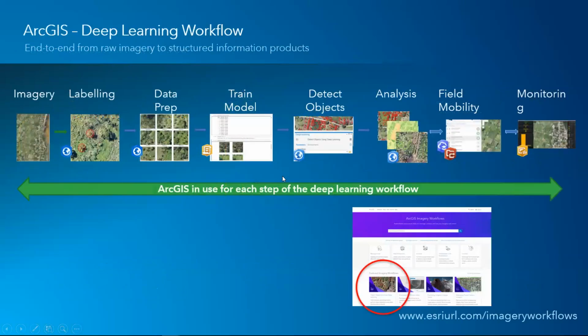So from a deep learning perspective, we really go from labeling the imagery, preparing it, creating the different chips that are actually required to send into the training model. Those training models are then run to create the model, and then we can create the different analysis. And the result of that analysis may, for example, go into field mobility applications and then monitoring applications. So it really is the complete workflow from the raw imagery into the applications for monitoring the results of the different types of analysis.